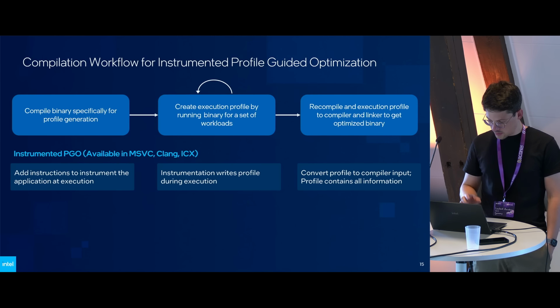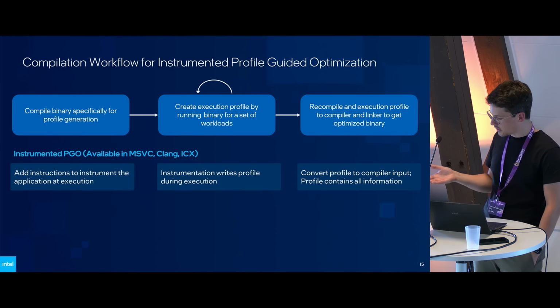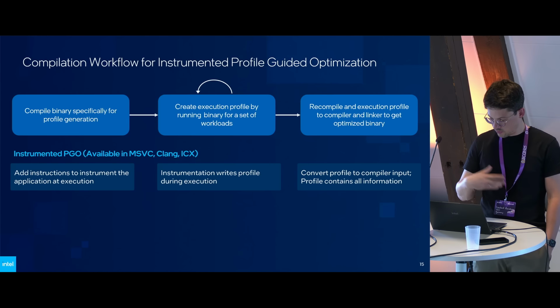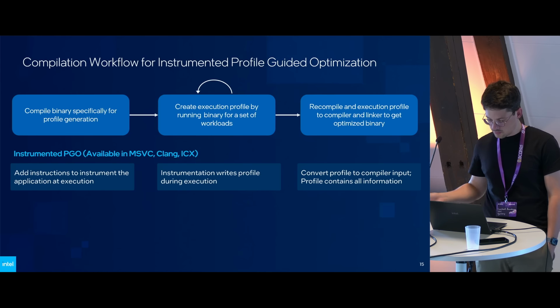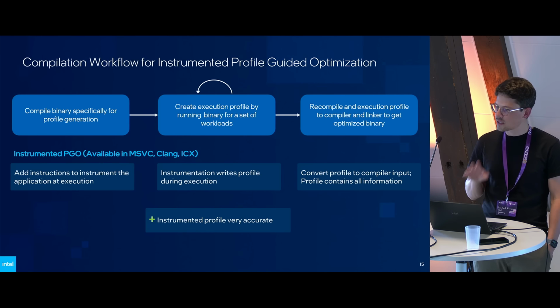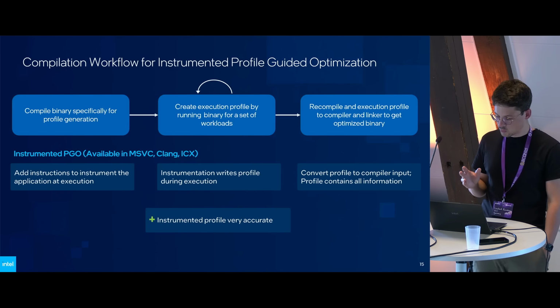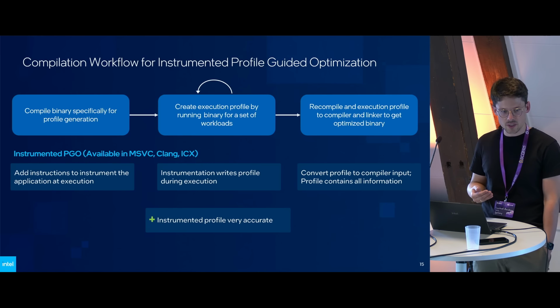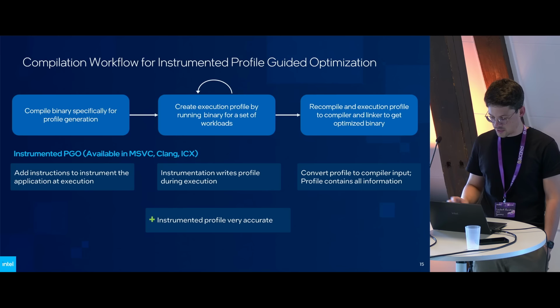And this profile already contains all the information that we need for that. And then we feed this profile back to the compiler and get an optimized build. So instrumented PGO has one very big advantage: the profile is very, very accurate. The instrumentation just tracks every instruction that is significant for the profile, so you will get pretty much the best, the most exact result out of it.